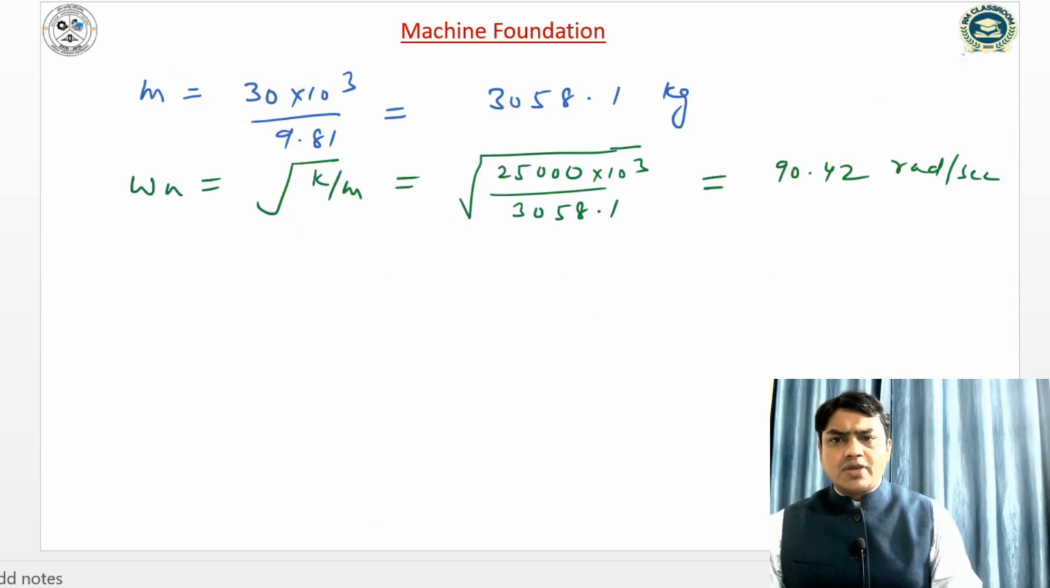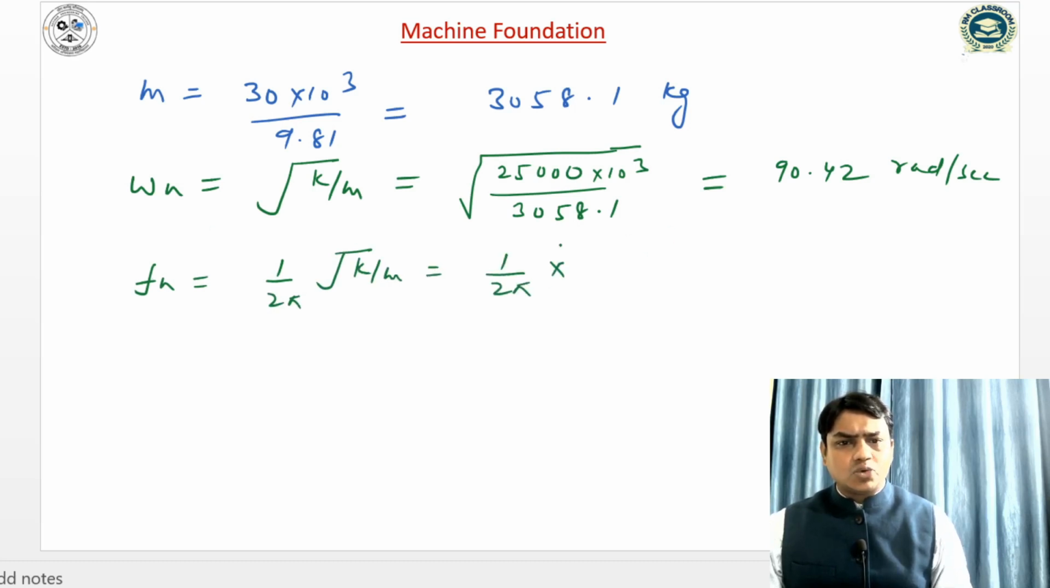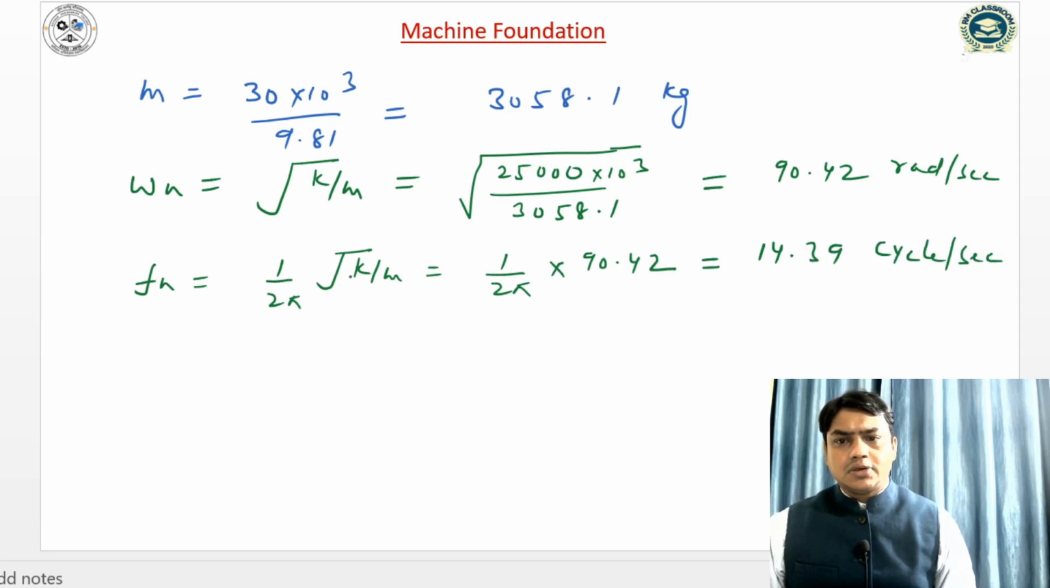Now we can compute the natural frequency in cycle per second, that is 1 by 2 pi square root of k by m. Omega n we have already computed, that is 90.42. So it will be 90.42 divided by 2 pi, so it is 14.39 cycle per second.